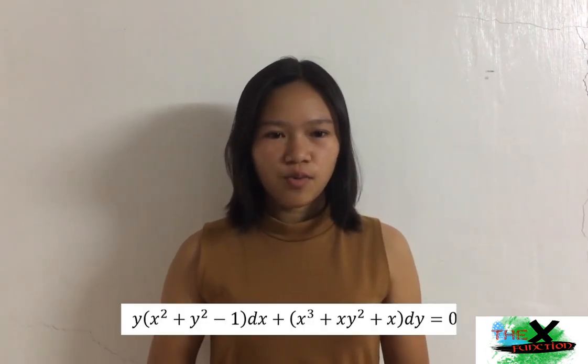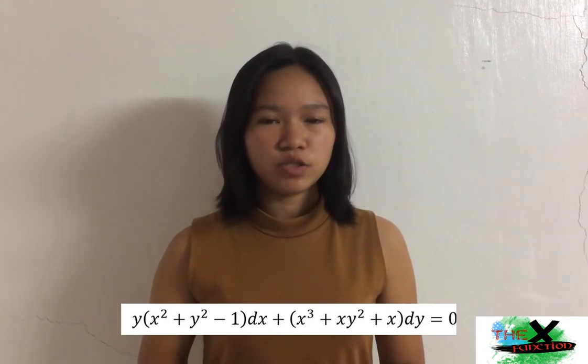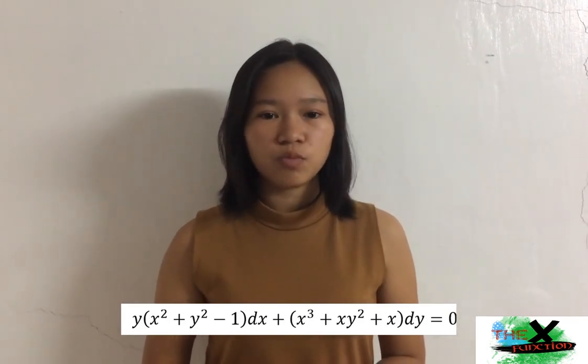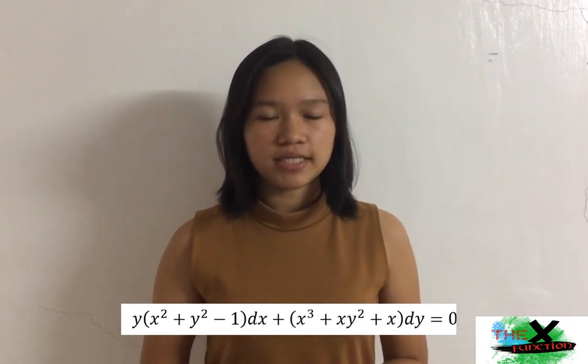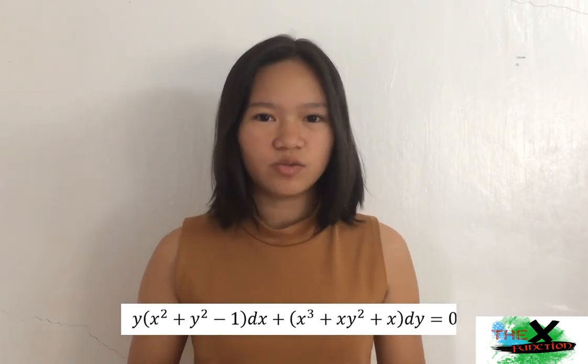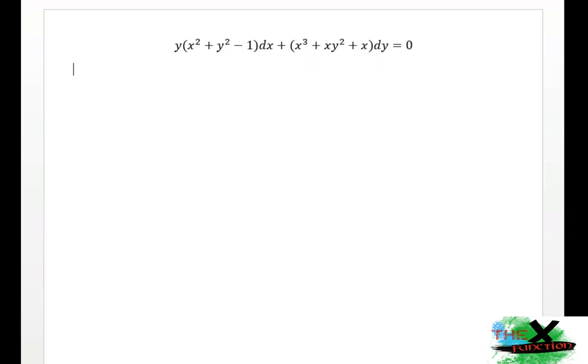Let's have another example. y times the quantity of x squared plus y squared minus 1 dx plus the quantity of x cubed plus xy squared plus x dy is equal to 0. Let's take a closer look.